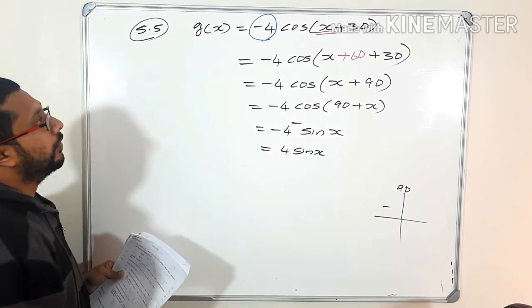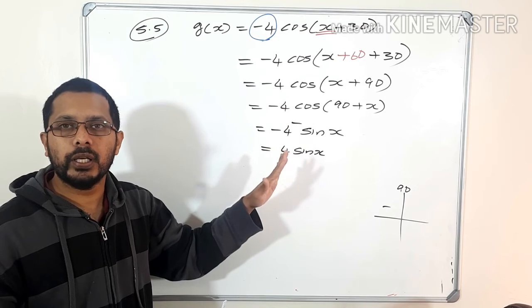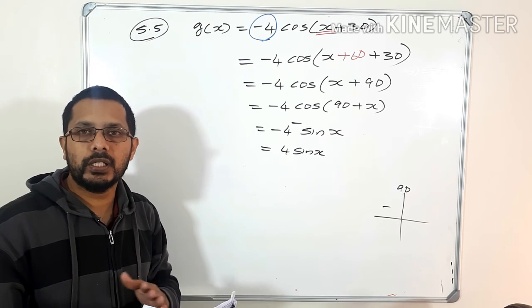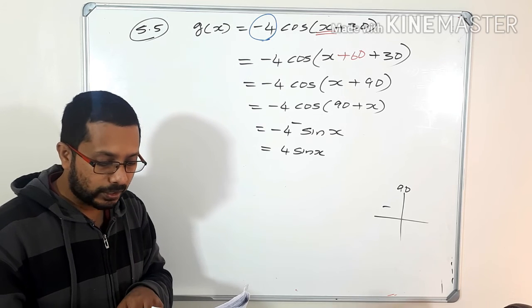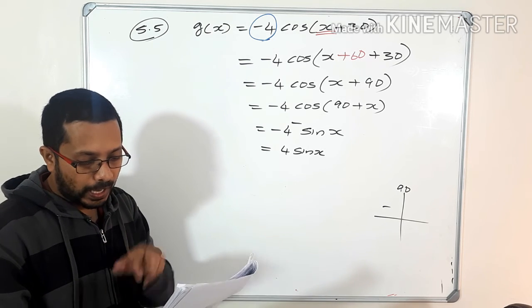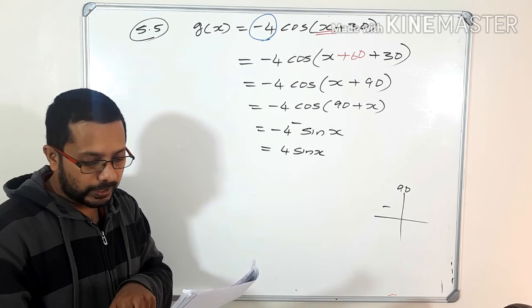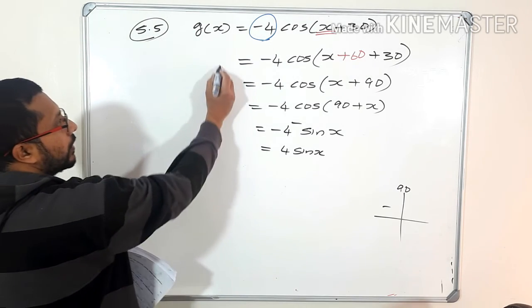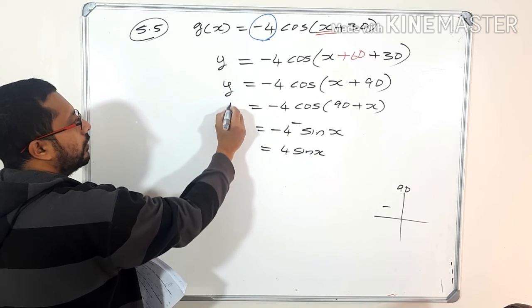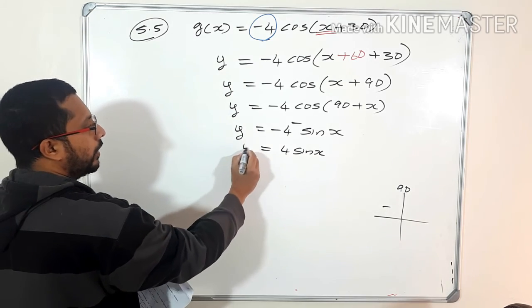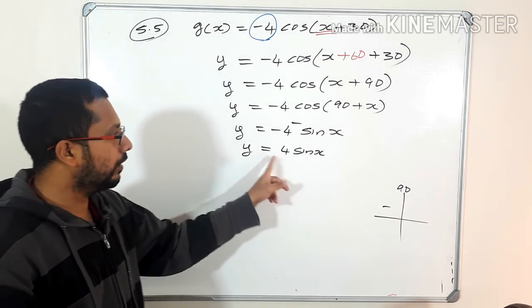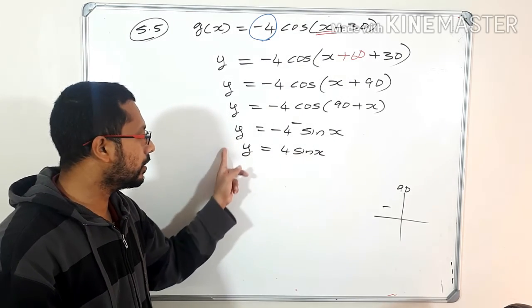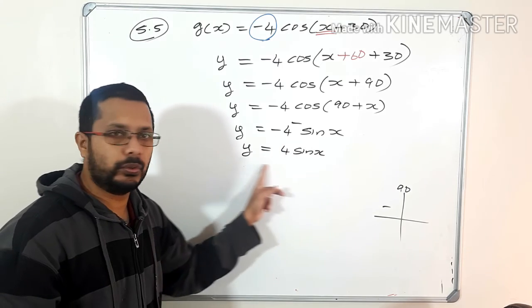Now look at this, we did so far only the first transformation. What is that? Shifted 60 degrees to the left. Then continue reading that question, and then reflected about the x-axis. So let me call this g of x as y, okay. So g of x is a function, so I can call that y. That means y is equal to 4 sine x. So if this graph after 60 degrees to the left, this is the equation, okay.